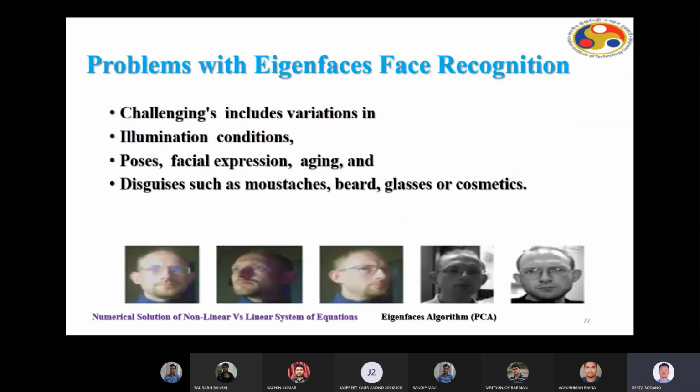So what are the problems with eigenface recognition? Let us see. Here is some figure available. For example, such kinds of facial images happen, and it is difficult to differentiate or recognize them. Why? Because challenges include variation in illumination conditions, poses, facial expression, aging, and disguises such as moustache, beard, glasses, or cosmetics. So this application is one of the advantages of face recognition.